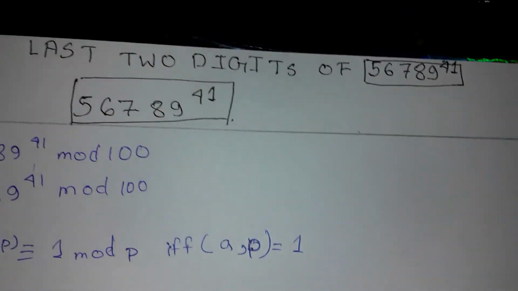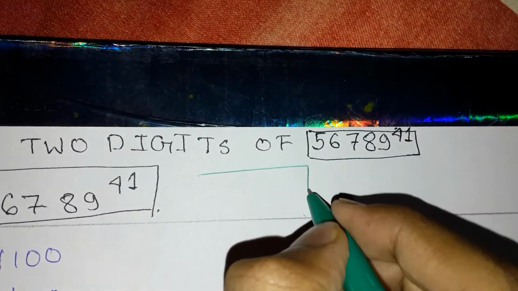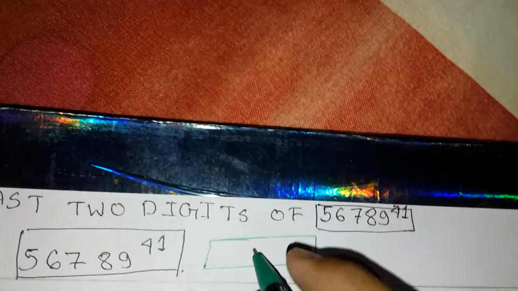So the final solution to our question is, well, I am using a green pen, as you can see, 89. So the last two digits of such a huge number are 89.